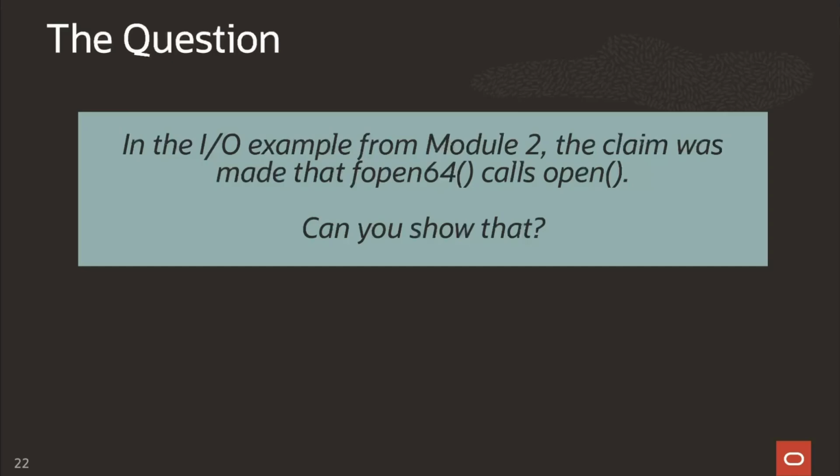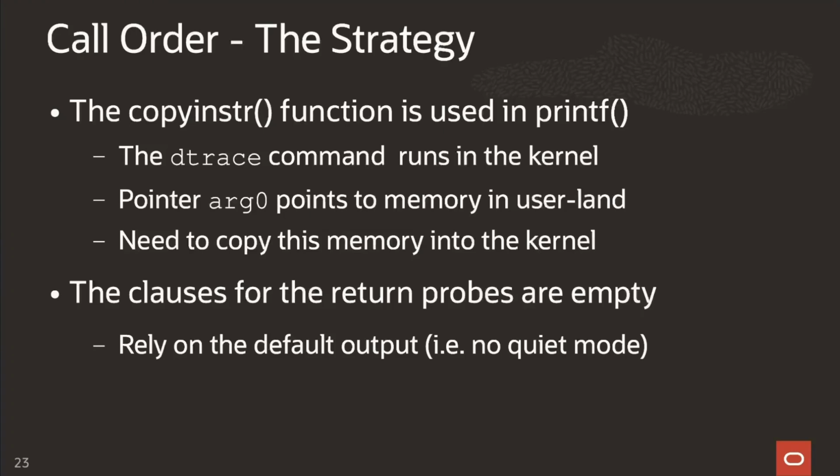Here's the question. In the I/O example, in Module 2, we made a claim that fopen64 calls open. Can you actually show that? Before I show you the example, you'll see me using a function called copyinstr. Why is that needed? Well, the DTrace command runs in the kernel. But in this case, we're going to look at functions in userland, and we get the pointer, in this case arg0, that points to memory in userland. So we have a variable in userland, but we got to get it into the kernel, because that's where DTrace runs. And we need to use this copyin function to do that. That's nothing more or less than what it does, but it is important.